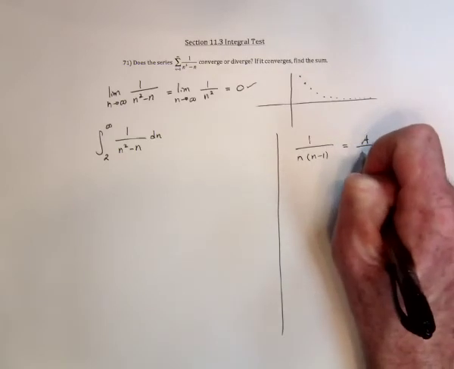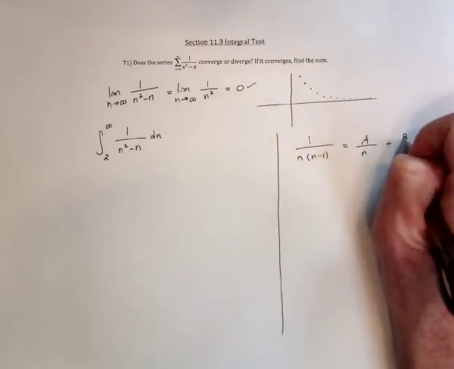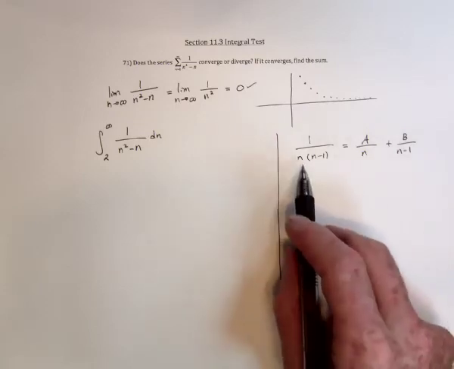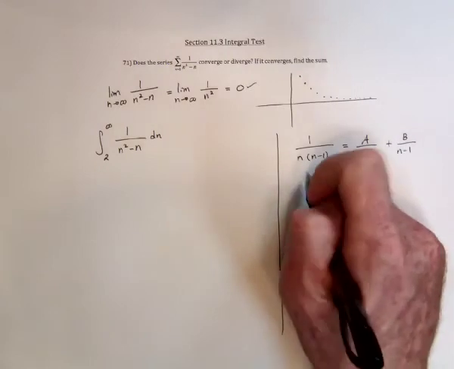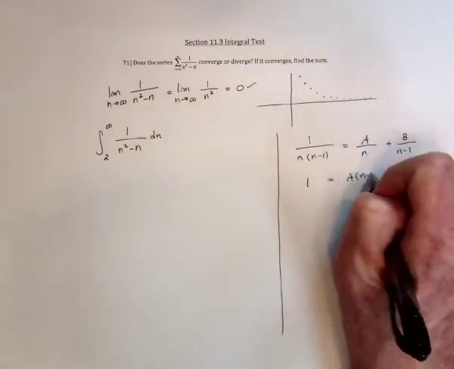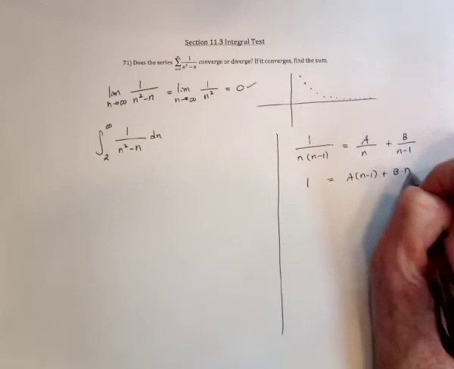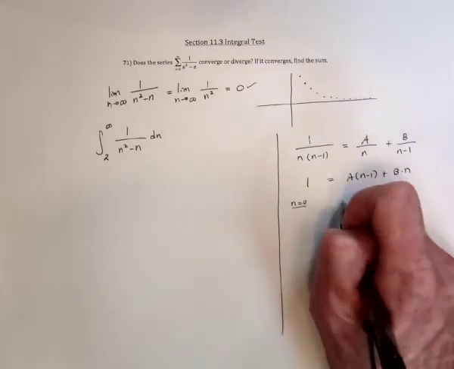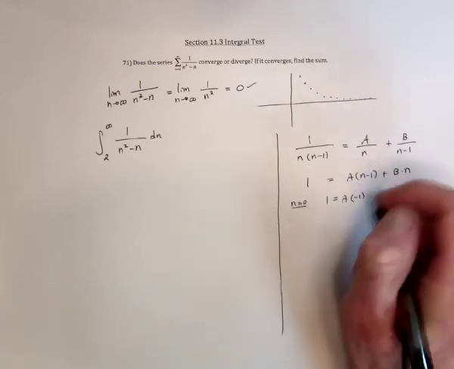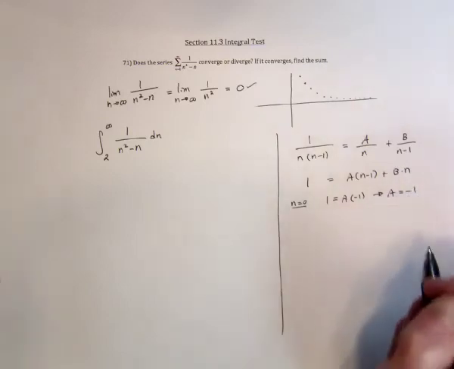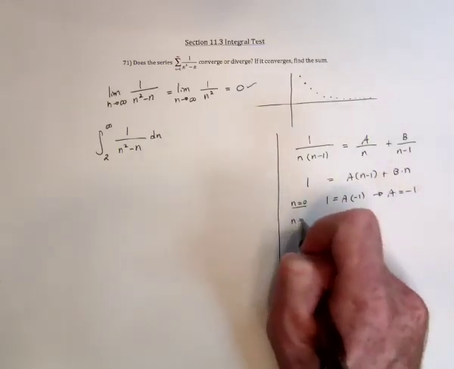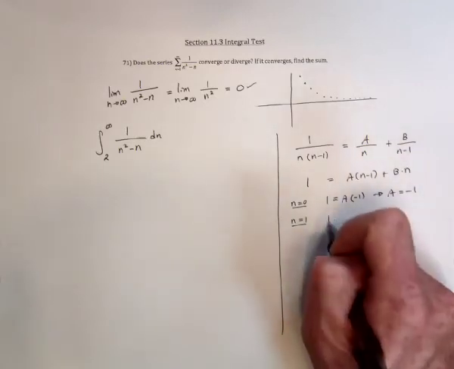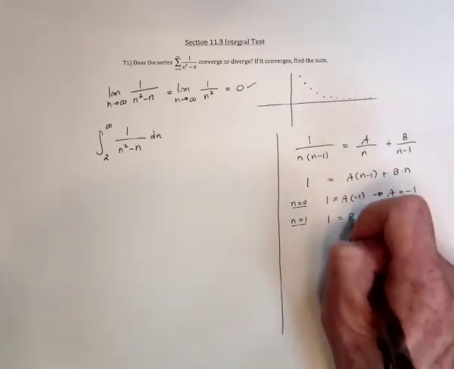So that's going to be something over n plus something over n minus 1. So then you multiply through by the n times n minus 1, or the least common denominator. You'll get 1 equals a times n minus 1 plus b times n. And then you can pick things for n like n equals 0. That will zero this out. That will give you that a is going to be negative 1. Next, let n equal 1. That will make this disappear. And then we'd have 1 equals b times 1. So there's the b.